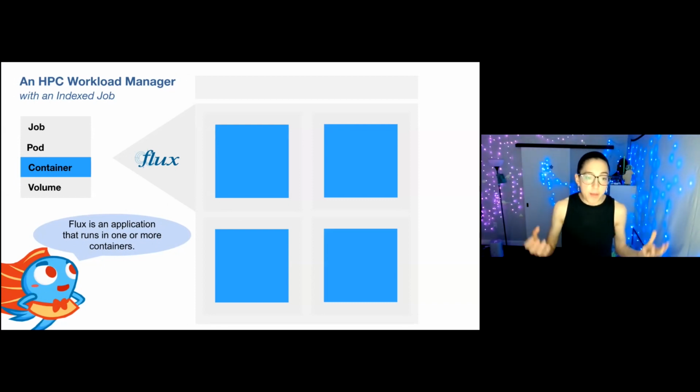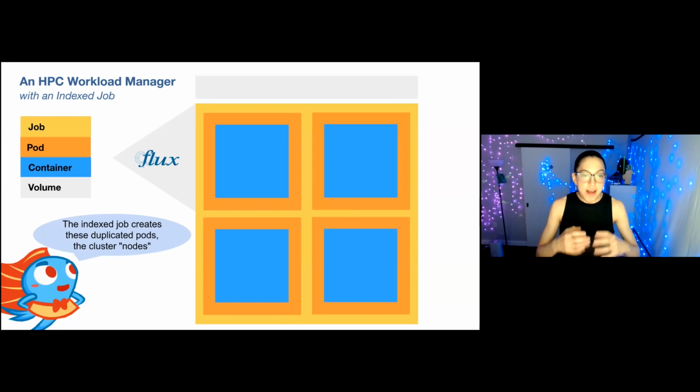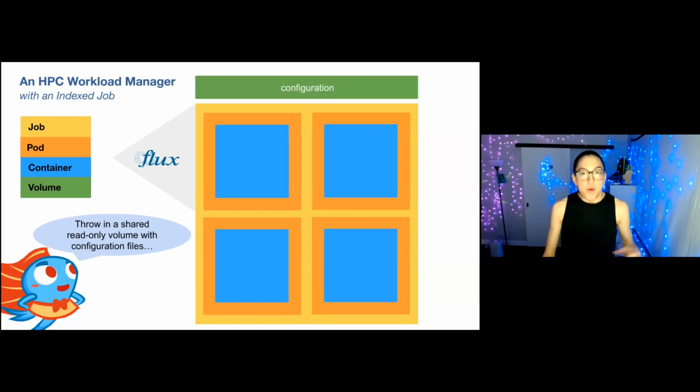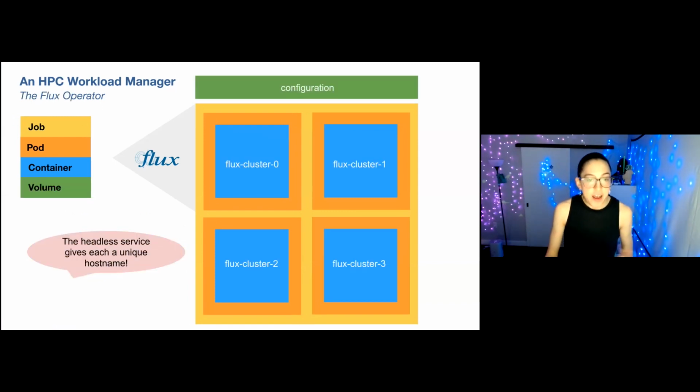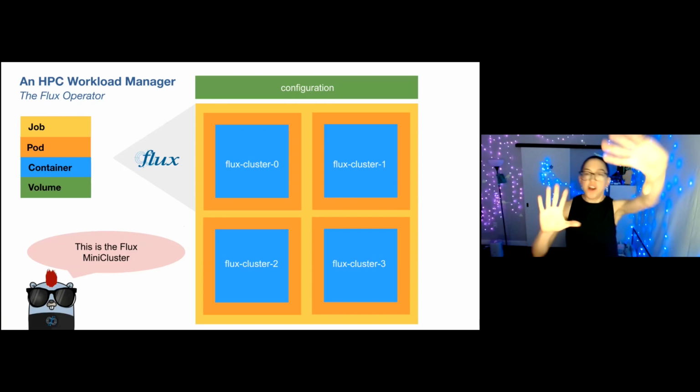We had used an indexed job. So we had taken Flux and put it in a container. The containers go in pods. And by way of the indexed job, that gives us duplicates. We can add some system configuration files, and then a headless service gives us unique host names so they can all talk to one another. And this encompassed the Flux MiniCluster.